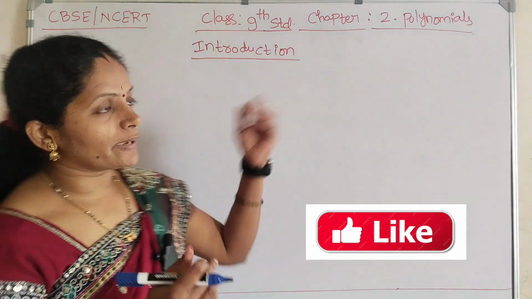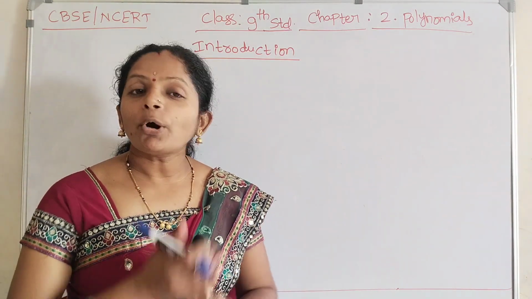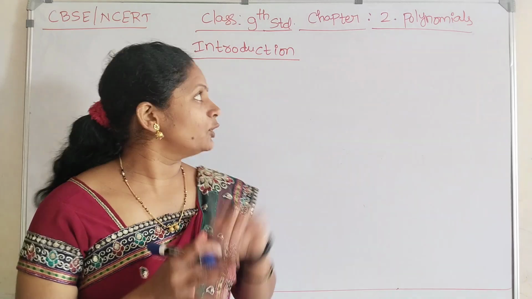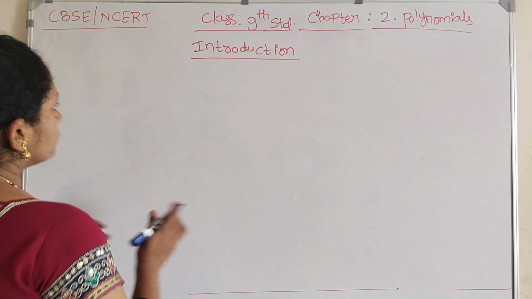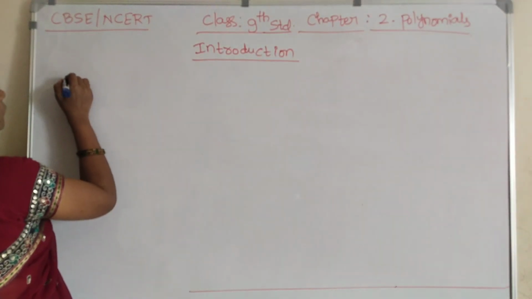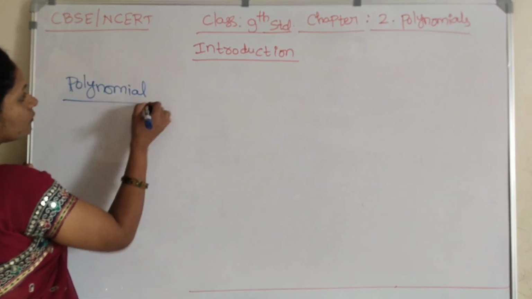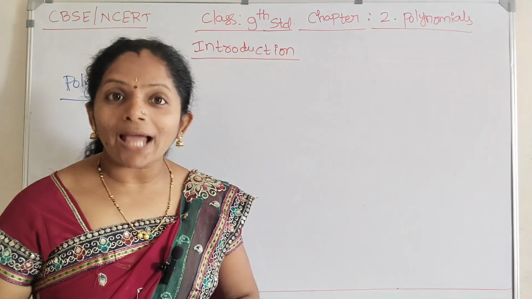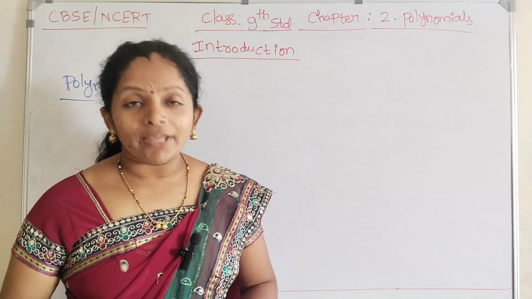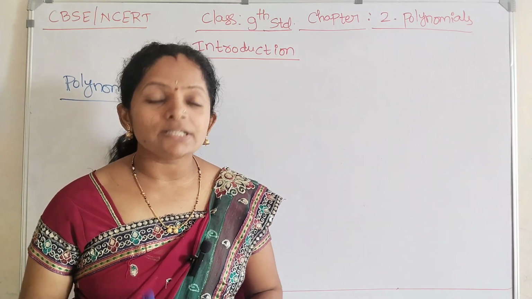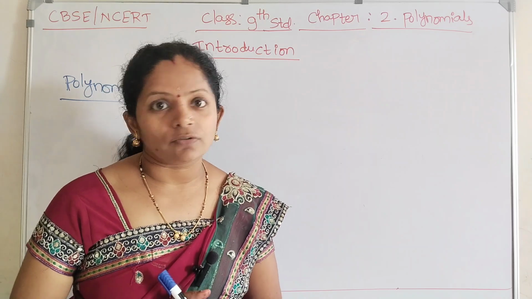First of all, what is meant by a polynomial? If we divide this word into two separate words, poly and nomials. Poly means many and nomials means the terms, which means it consists of many terms. We can define a polynomial as a mathematical expression which consists of variables, coefficients and constants. All these are connected with addition, subtraction, multiplication and division.